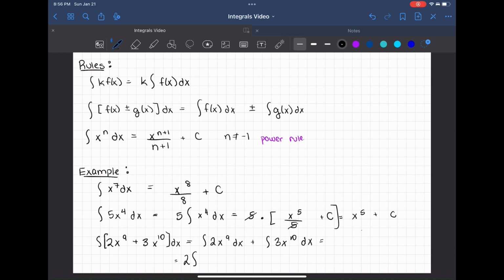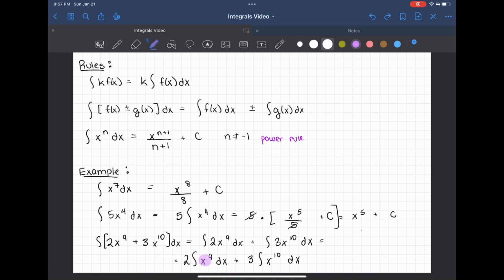So I'm going to move the 2 out of the integral to get 2 times x to the 9 dx. And then move this 3 out of the integral as well to get 3 times x to the 10 dx. And again, the rule I just employed is this one right there. Okay. Now we've kind of isolated the meaty part, the part we care about.